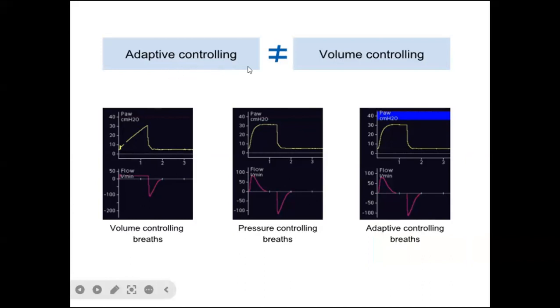So see here, adaptive controlling is not volume controlling. See here, these graphs. So what control is this? The first one is volume control because flow is constant. These two are pressure control, but this one is actually adaptive control. This is a PRVC mode. The graphs will be the same, but the volume will be guaranteed here.